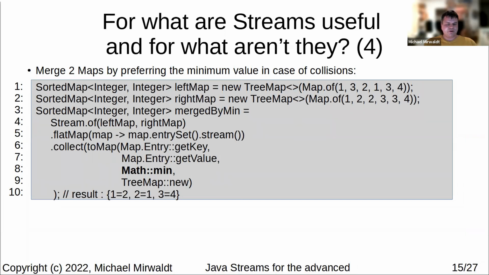Good. You see here you have two maps. You want to somehow merge them, and you want to have the minimum in this case. It can also be the maximum or other criteria, how you want to merge it.